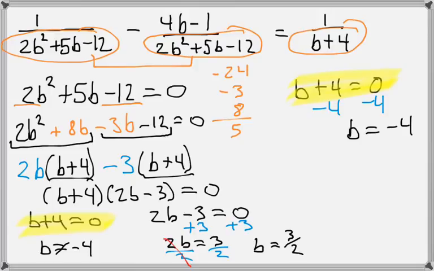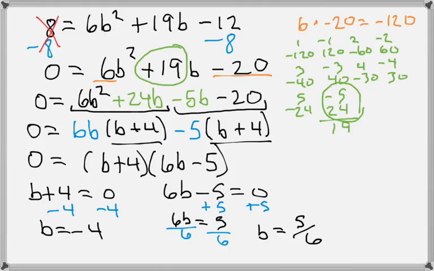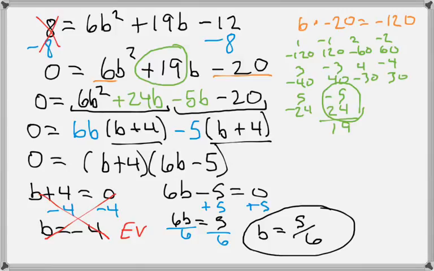So we know our excluded values, we have more than one in this case: b cannot equal negative 4, and b cannot equal 3/2. So let's go back and look at our possible solutions that we found. We found that b was equal to negative 4 or 5/6. Well, our excluded value tells us that we need to cross this solution out because that's one of our excluded values. So our final answer to this problem is just b equals 5/6.